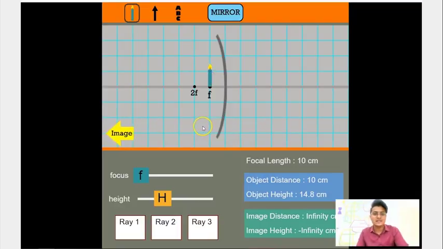Now when the object is at focus, you can see very clearly that you cannot see the image at all in front of you. It has gone somewhere. It has gone completely somewhere, and that somewhere is nowhere else but infinity. Isn't it so? It's at infinity.